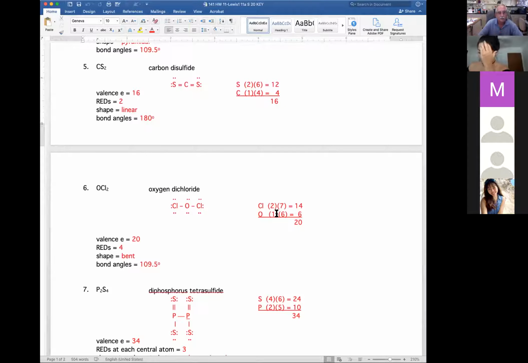Okay, carbon disulfide. 2 reasons of electron density is linear. Is it symmetrical? Yeah. Yep. So that's going to be a non-polar molecule.